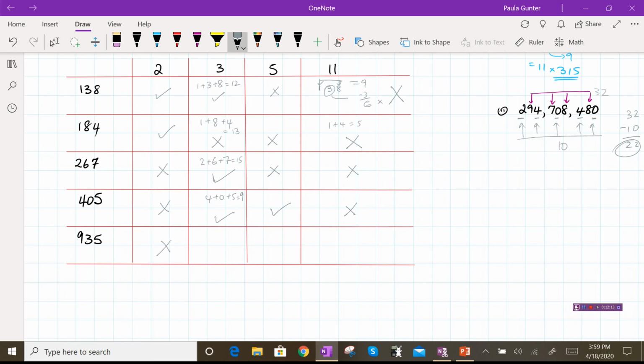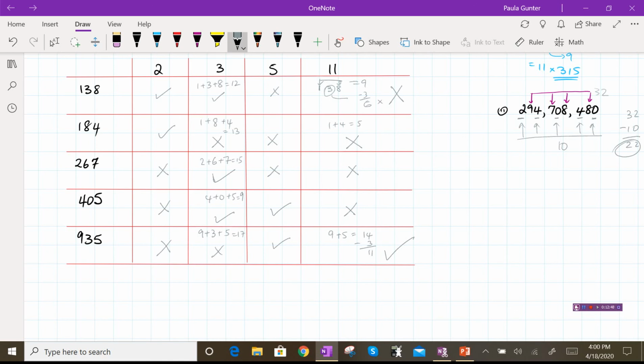This is odd, and I think you're getting the hang of it. If I sum these digits, 12 and 5 is 17. That's not a multiple of 3. It ends with a 5, so it's definitely divisible by 5. 9 plus 5 is 14. And if I subtract 3 from that, I get 11. So yes, 935 is divisible by 11.